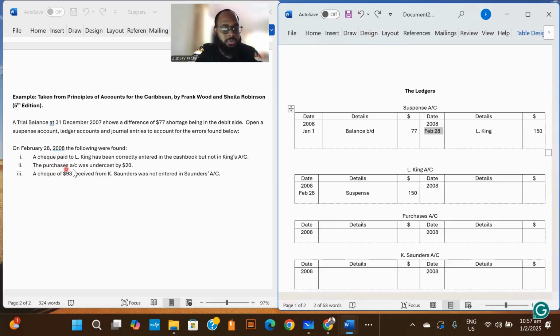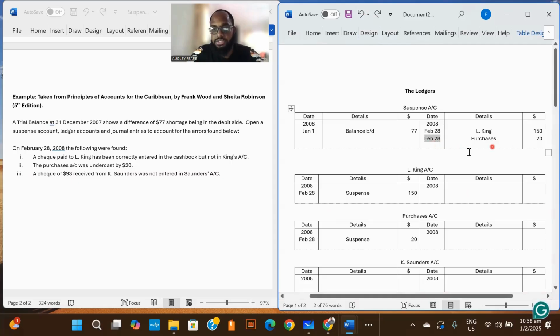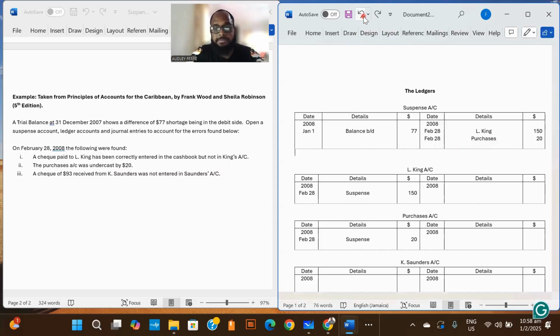The purchase account was undercast by $20. So what we're going to do is to then record in the purchases account, because it was undercast, it was short. So to make it back, we're going to add the $20. So we debit purchases account, and then of course, the suspense account, we're going to credit, because every debit entry has a corresponding credit entry. All right, and let's go again.